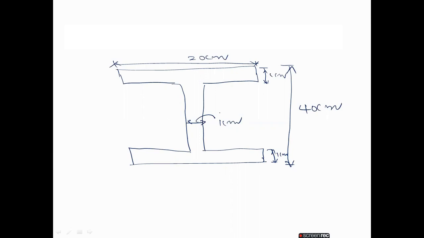As well as, if I take a section like this, XX, and also if I take the section like this, YY. So this is the diagram of the I section. Now we will solve this problem.